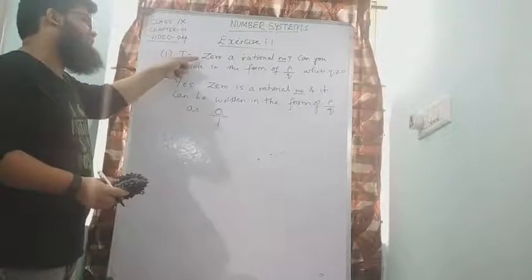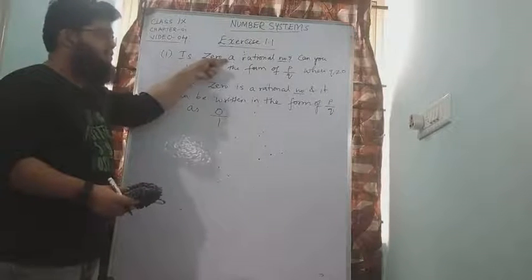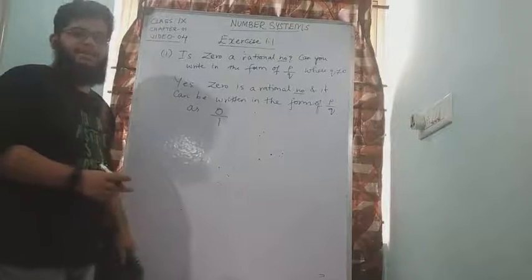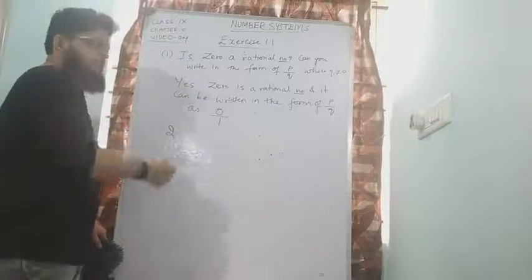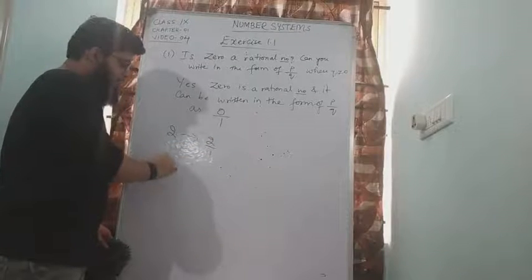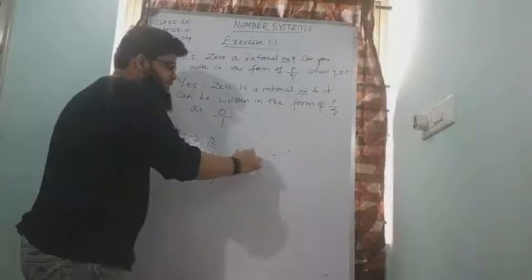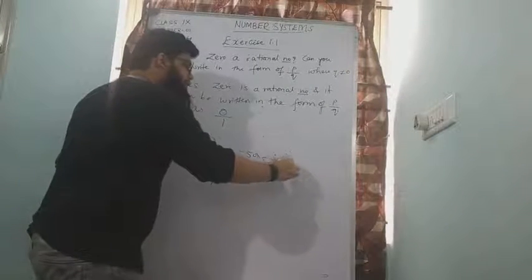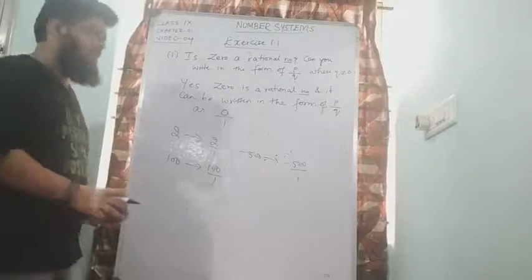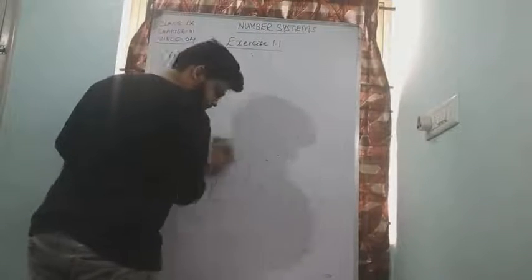So when we are asked if 0 is a rational number, yes, it is a rational number. If it is a rational number, how to write it in the form of P by Q? Like 0 by 1. Not only 0, you can take any number. 2, how to convert that into a rational number? 2 by 1. 100, how to convert that into a rational number? 100 by 1. Minus 500, how to convert? Minus 500 divided by 1. It's very simple. We have learned that in the last class. We'll move on to our second question.